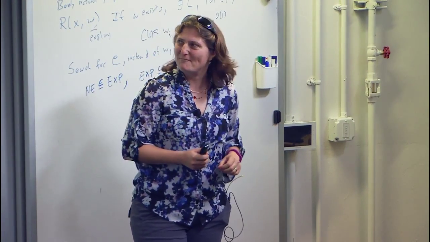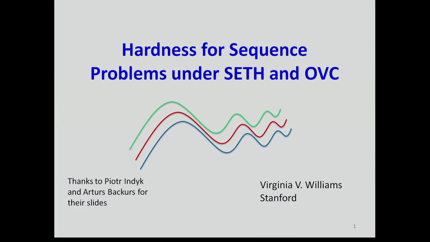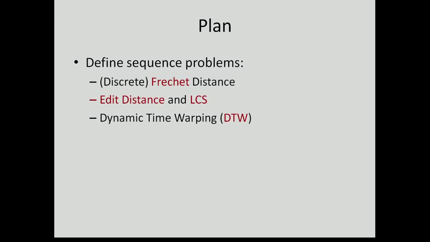So I was talking about sequence problems and some hardness for these problems. These will be some problems that are solvable in quadratic time, and we'll give some reason why we can't really improve on them based on strong ETH, and in particular, the orthogonal vectors conjecture. Okay, so let me first define some sequence walk problems.